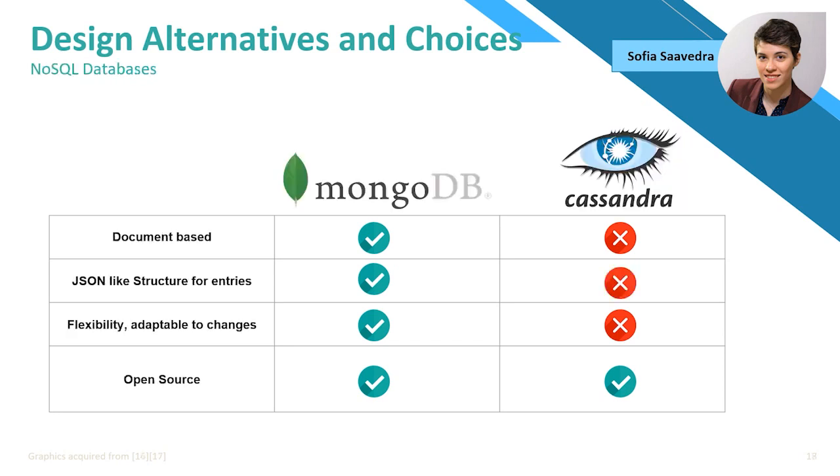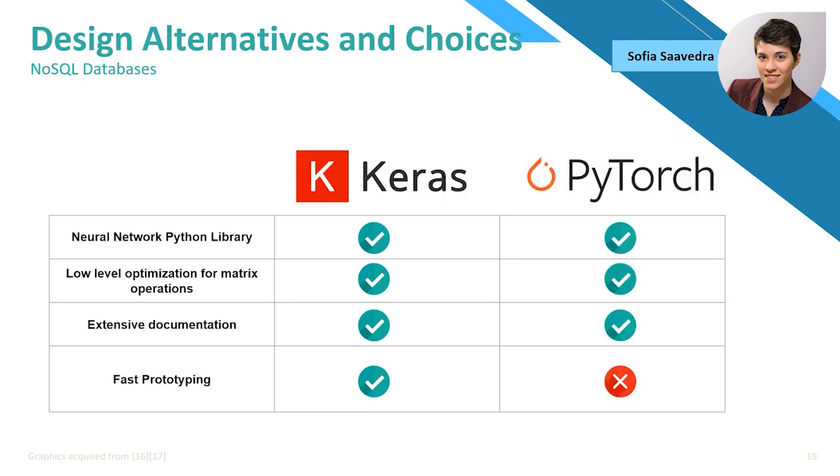To store and manage the data, we use a NoSQL database, specifically MongoDB, for its document-based structure and flexibility. To implement our machine learning module, we use the Keras library because of its fast model prototyping. It is also optimized for low-level matrix operations, which are crucial for neural network predictive and training speed.